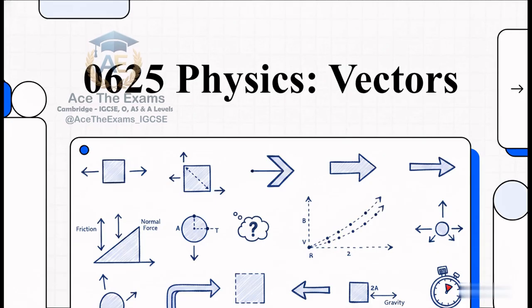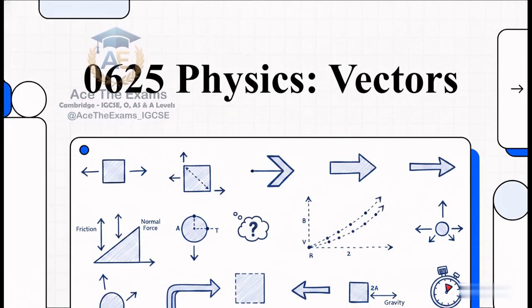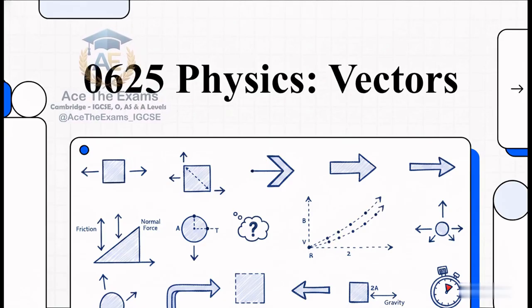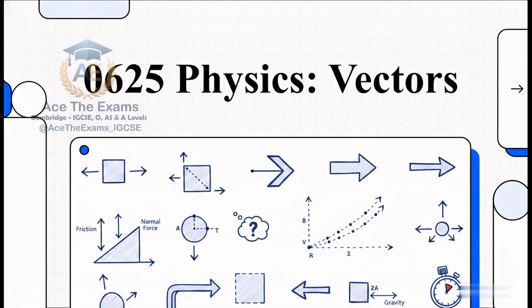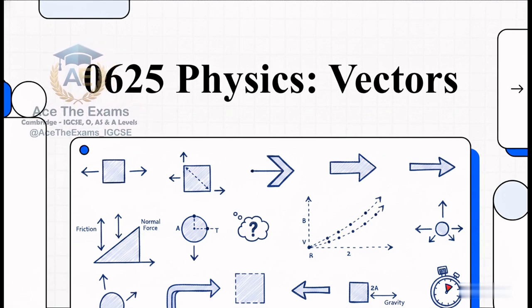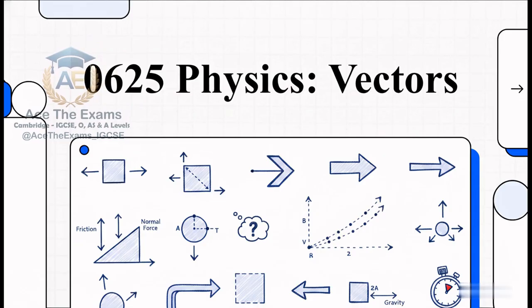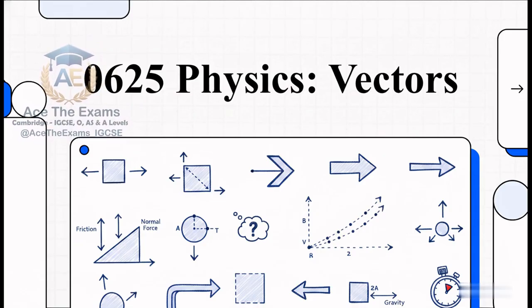Today we are diving deep into a tactical masterclass on conquering physics questions, specifically zeroing in on vectors. And look, whether you're tackling the classic 0625 syllabus, combined sciences like 0651 or 0652, the O-level 5054, or even gearing up for A-level 9702, the rules of the game remain exactly the same.